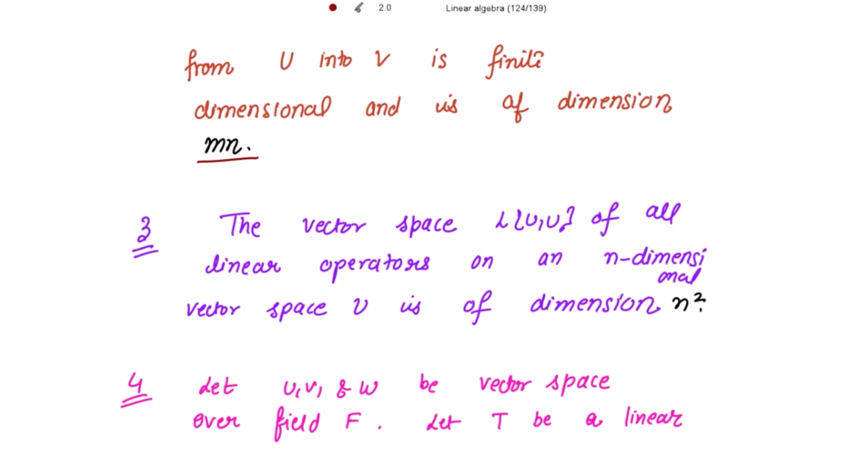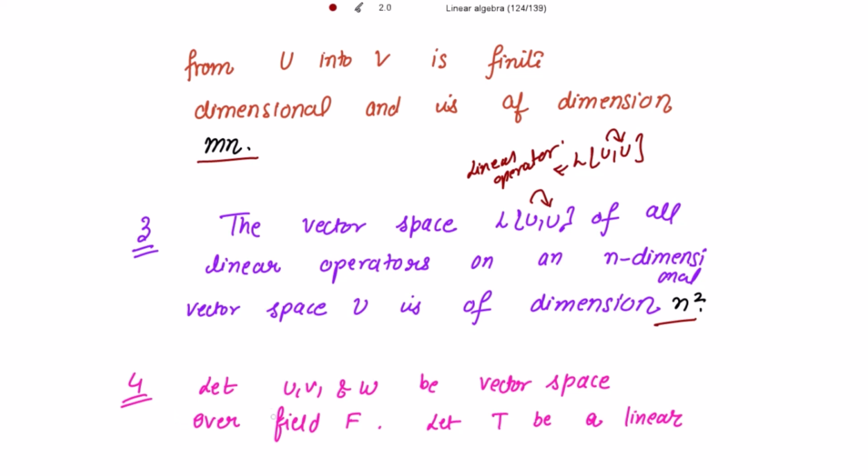Third one is the vector space L(U,U) of all linear operators. Please remember, when we write L from U to V, this is a linear transformation. And when we write L from U to U or V to V, when it is the same space, then we call this a linear operator. This becomes the linear operator for the same vector spaces. So the vector space L(U,U) of all the linear operators on an n-dimensional vector space U is of dimension n square. Very important.